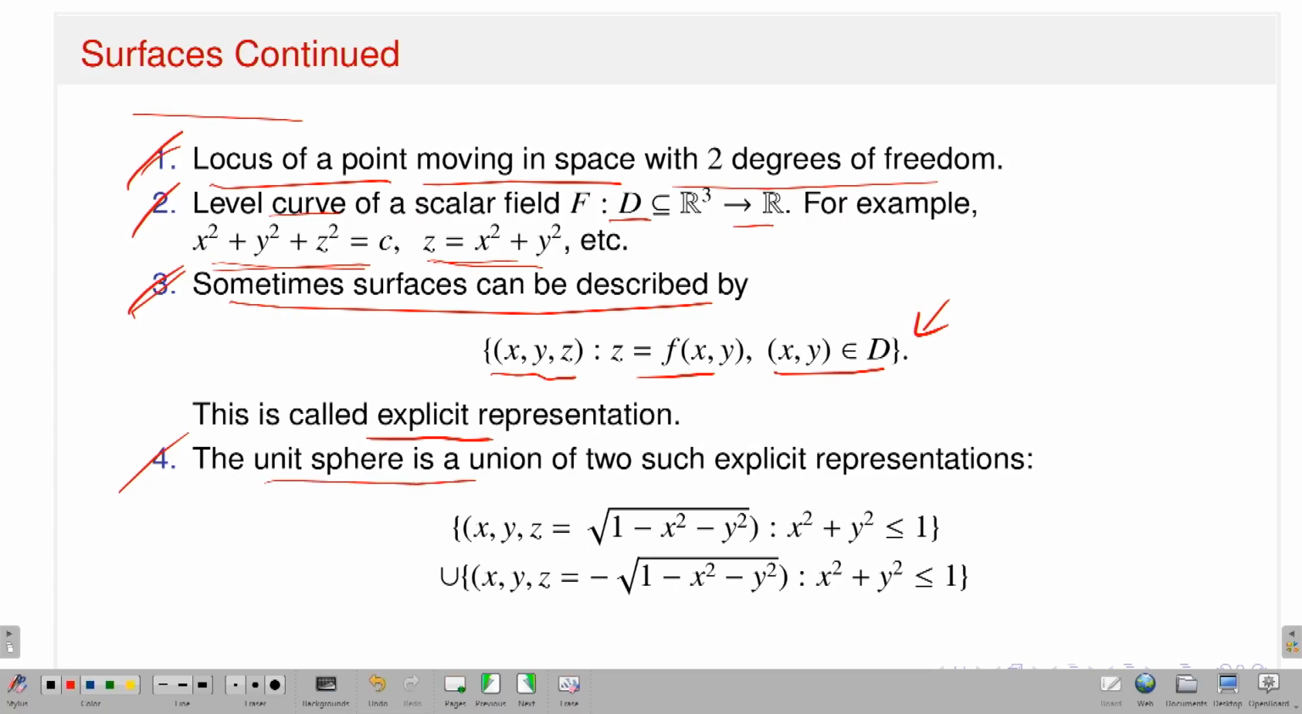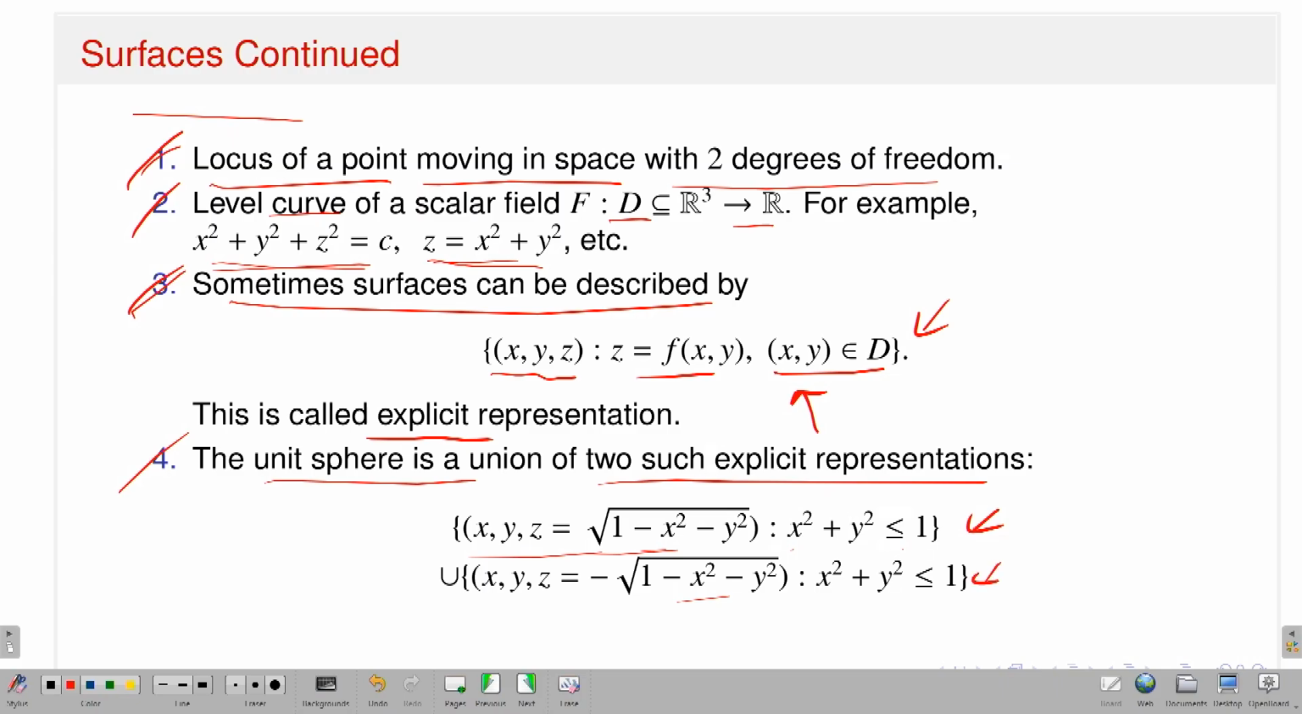Now the unit sphere I can also think of as a union of two such explicit representations. So the unit sphere, which I know is the collection of all those x, y, z where x square plus y square plus z square is equal to 1, I can write as a union of two explicit representations. What? The collection of all those x, y, z where x and y satisfy x square plus y square less or equal to 1. However, z I can write in terms of x and y, that means z is equal to square root of 1 minus x square minus y square. Union the same with minus of this object. So the first one will give you the upper hemisphere and the second one is the lower hemisphere.